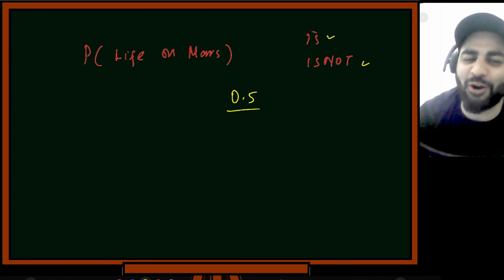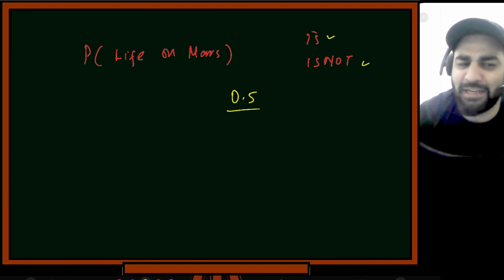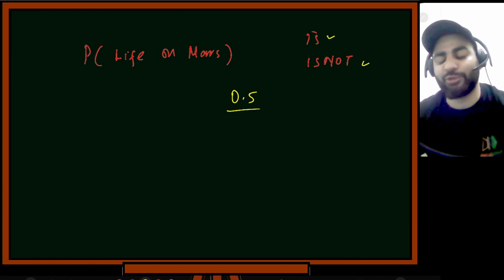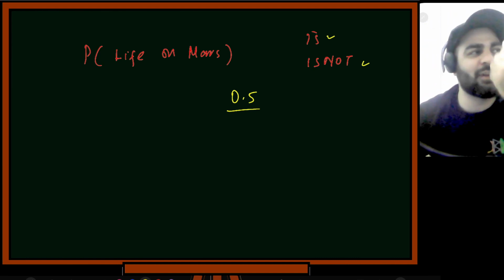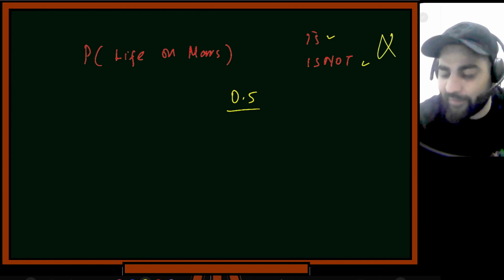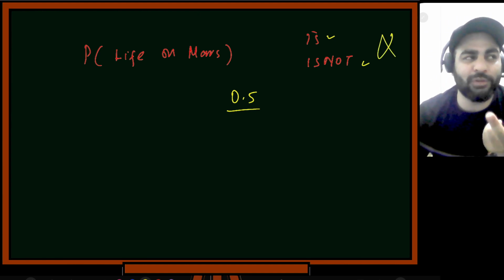Doesn't it feel wrong? Yes, sir, it feels wrong. Doesn't it feel wrong according to physics? Yes, sir. It feels wrong by intuition also. Why does it feel wrong? Because we modeled it in the wrong way. We said there are only two outcomes, but it is not like that.